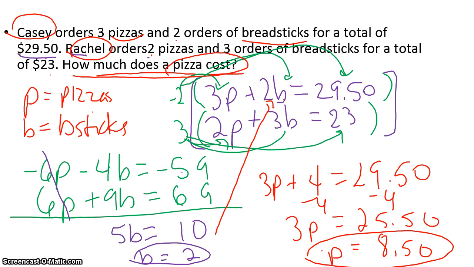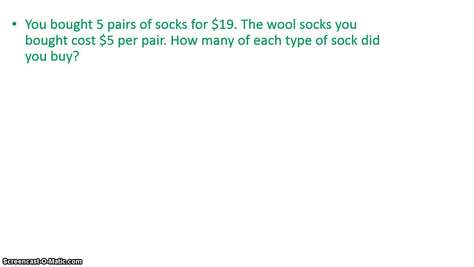All right, so what I would like for you to do is I have one more here, and it is socks. So let's just go through it. You bought 5 pairs of socks for $19. The wool socks you bought cost $5 per pair. How many of each type of sock did you buy?